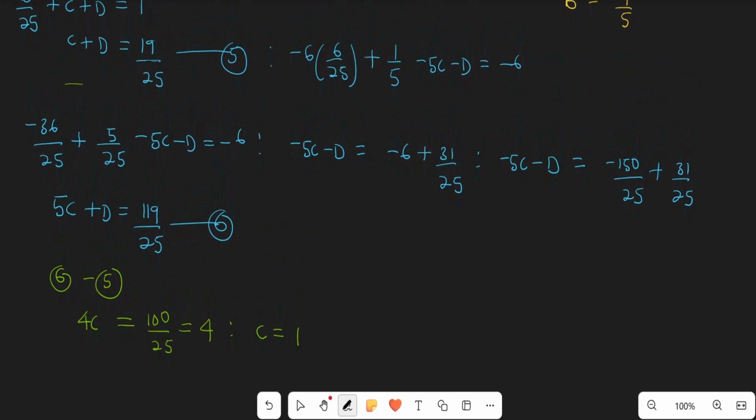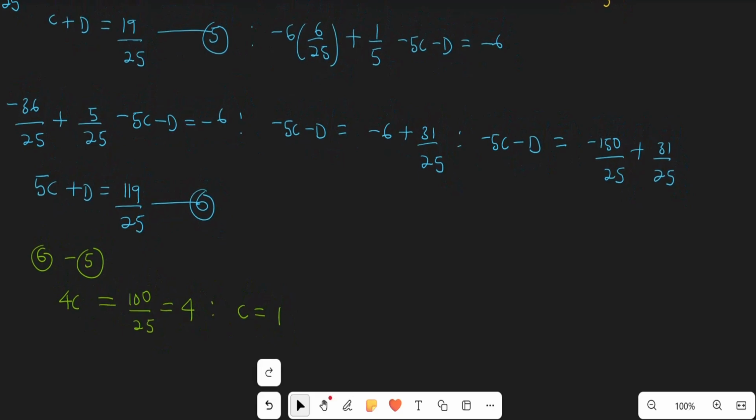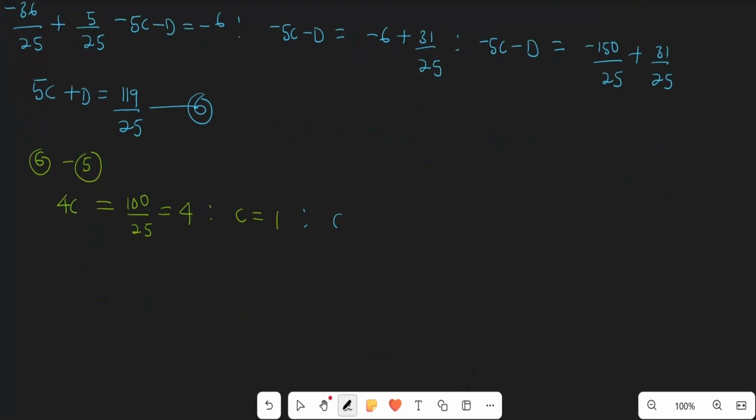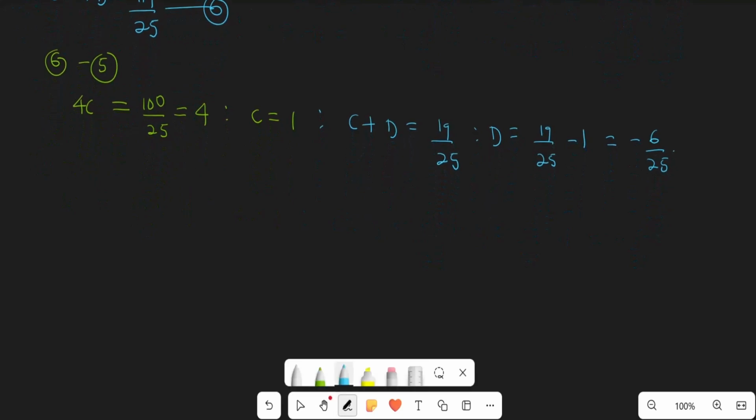We can just plug that here to find the value of d. So c plus d is equal to 19 over 25. So that means that d is equal to 19 over 25 minus 1. And that will be the value of d, and that is going to be negative 6 all over 25, like this. Alright, so now we have gotten the values of a, b, c, and d.